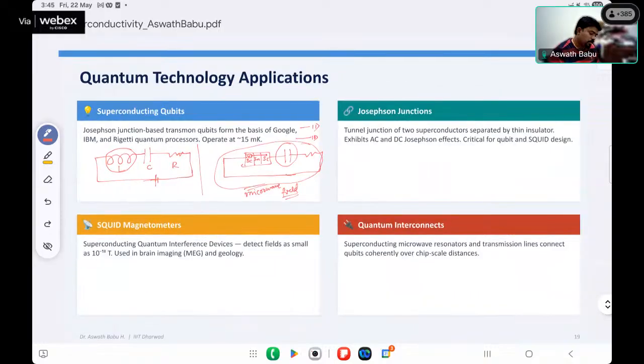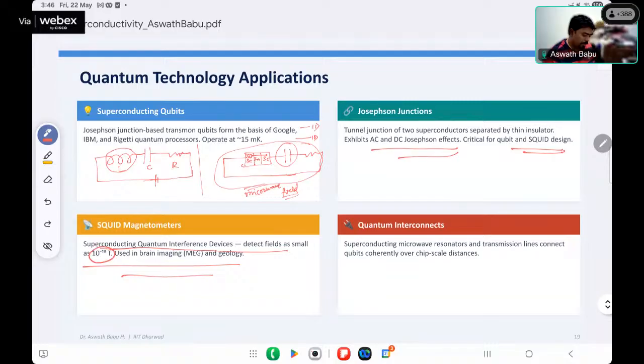Okay, so there is a tunnel junction of two superconductors separated by an insulator, which exhibits AC and DC Josephson effects. It is critical for qubits and also for SQUID design. Even for SQUID design, this is being used. And SQUID magnetometers can be used to detect very tiny magnetic fields coming from some sources, which can go down to 10 to the power of minus 18 Tesla.